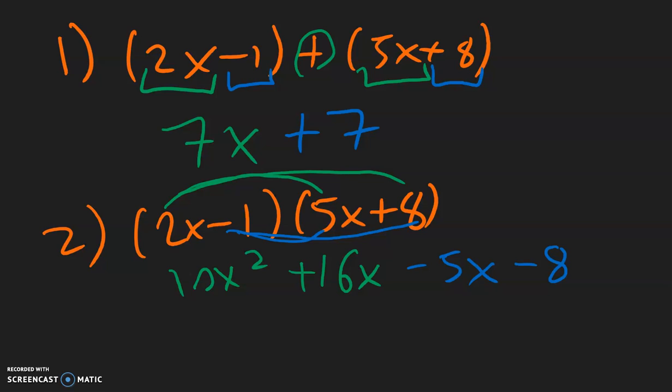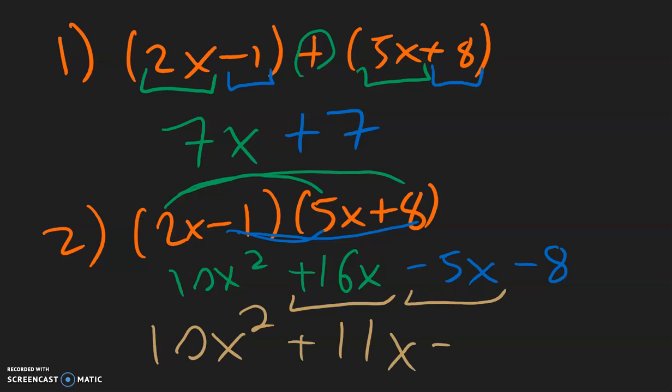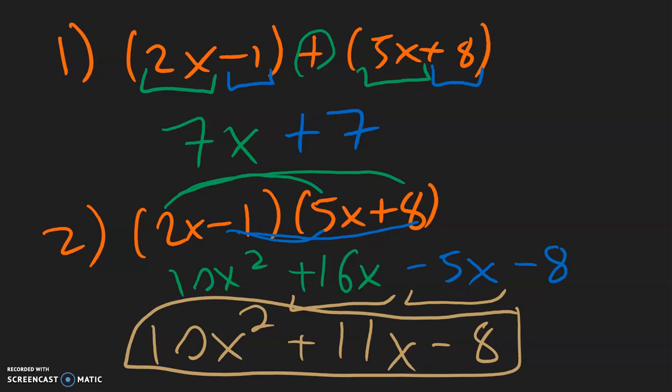Now to get our final answer, we just combine like terms, so start with the 10x squared. 16x minus 5x is 11x, and then we have a minus 8 as the answer.